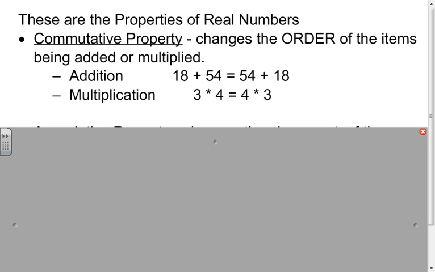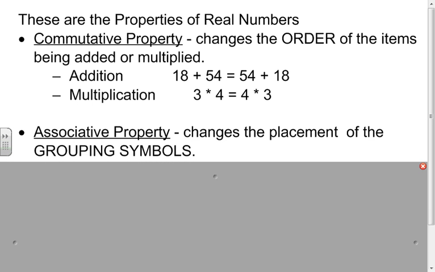The second property is the associative property. This changes where the grouping symbols are, changes the placement of the grouping symbols. If you're moving the grouping symbols around, then it's the associative property.